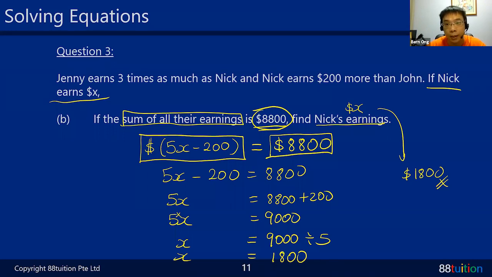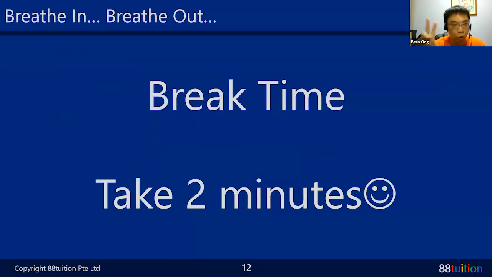Is that okay? The next portion is actually a break time. Break time for 2 minutes. So go for your break. Then we will continue with the Sec 2 work. There are about 5 questions for you and 1 miscellaneous question from the students. So now you can go for your toilet break.